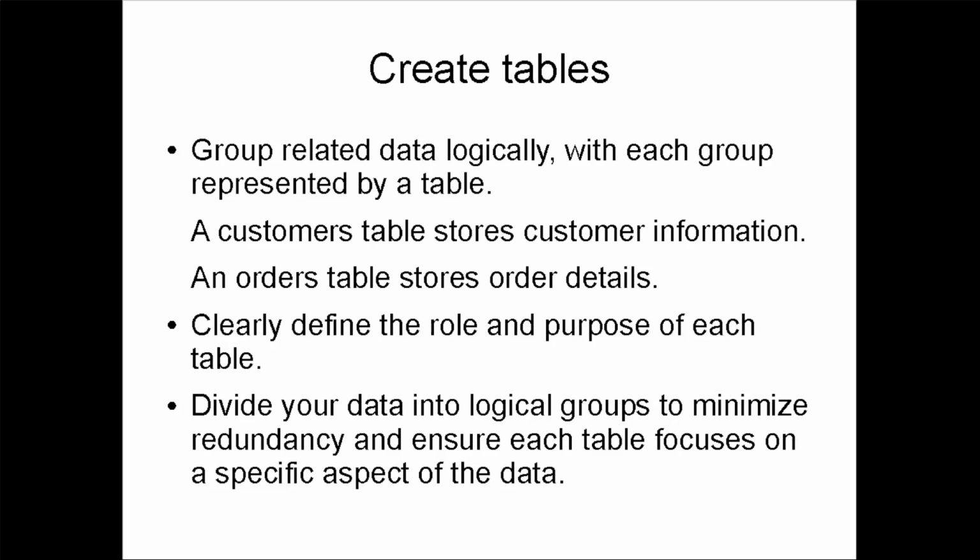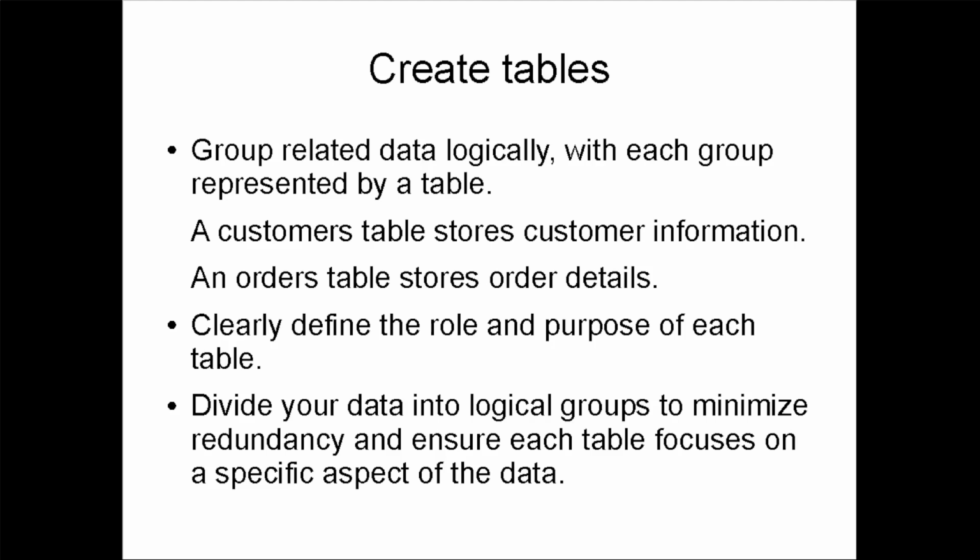An orders table stores order details, such as order ID, customer, which links to the customer's table, order date, total price. By separating customers and orders, we achieve clarity and flexibility. If a customer places multiple orders, we simply add more rows to the orders table without duplicating their details in every record. Why does this matter?